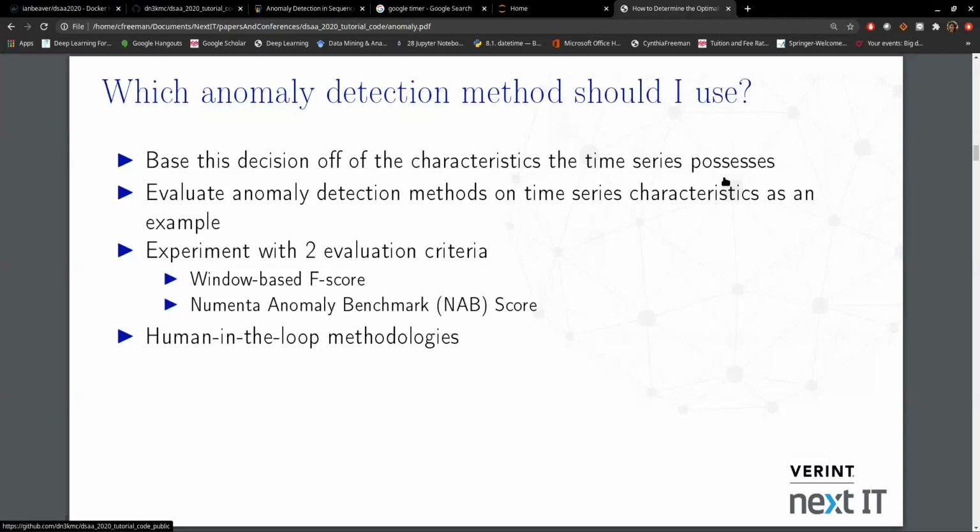We will also highlight the differences between several scoring methodologies. And finally, we will consider a human-in-the-loop strategy to improve evaluation scores and greatly reduce false positives.